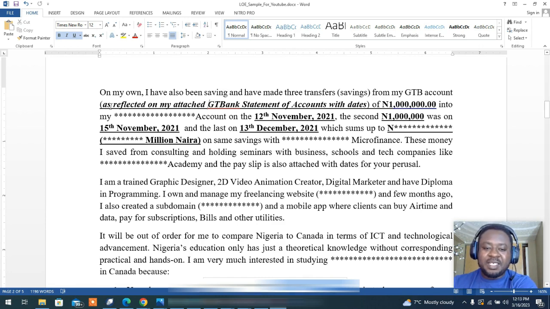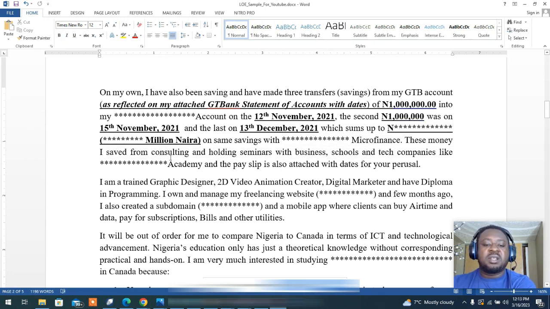So as reflected on my attached GT Bank statement of account with dates, the first one was 1 million naira into my microfinance account. Then on the 12th of November, I also did 1 million. Then on the 13th and 15th of November, I also did one. So I just outlined them, which sum up to the amount in the savings with the microfinance bank.